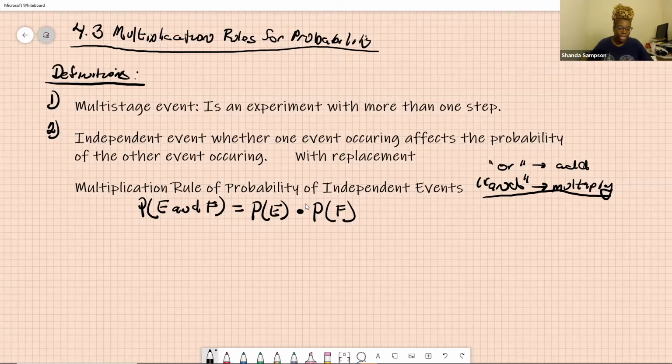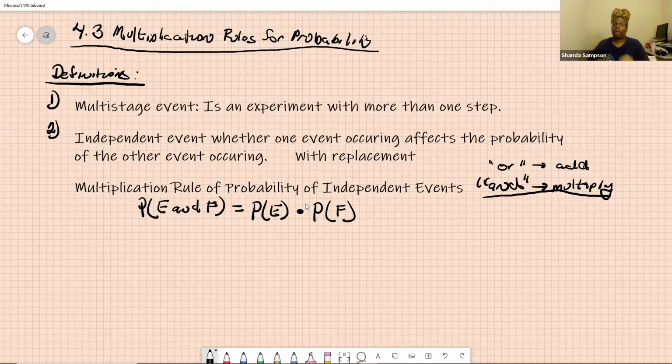I'm going to repeat a lot of things because students get confused with these different things. Remember, OR is addition and AND is multiplication. Independent means that the probability of your second step is not affected by the first. Remember, this is multi-step. Multiplication talks about multi-step when addition talks about a single step.